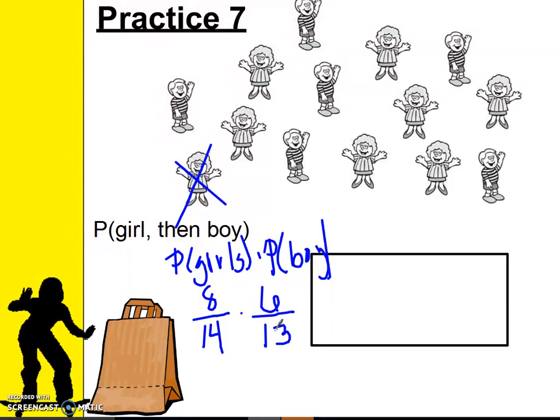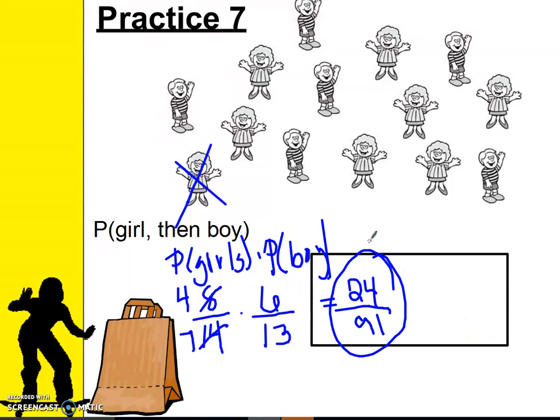We can simplify the fractions. So 8 divided by 2 is 4. 14 divided by 2 is 7. Okay, 4 times 6 is 24. And 7 times 13 is 91. 24/91.